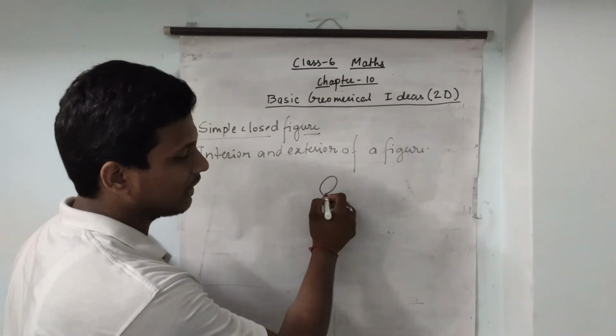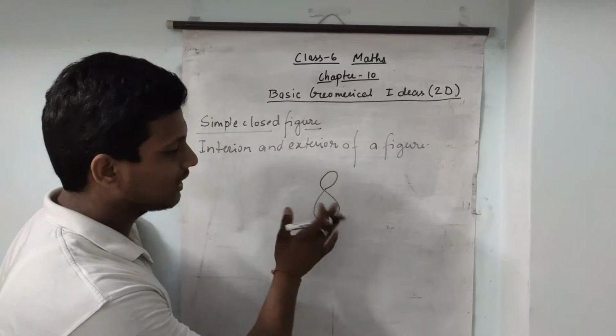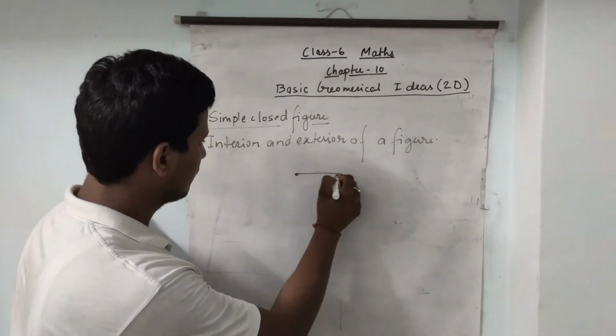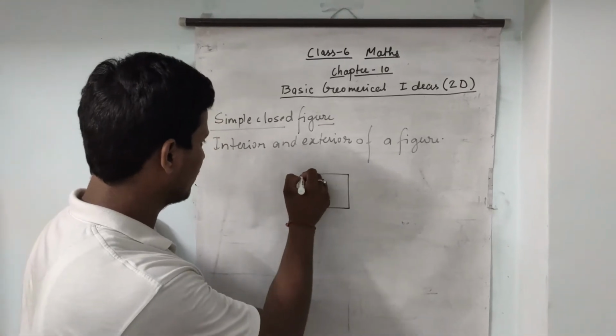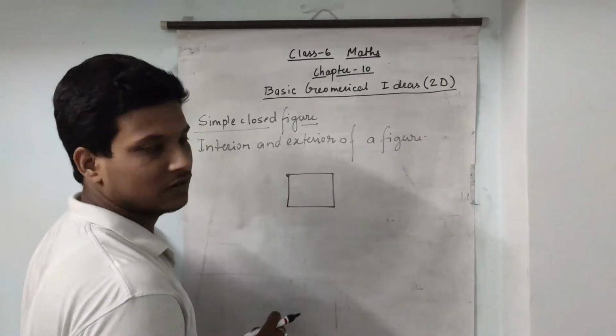So it starts and ends with the same point, but it is also cutting itself at some position. So that is not a simple closed figure. So what is a simple closed figure? One that starts and ends with the same point but does not intersect itself. So it is not intersecting itself.